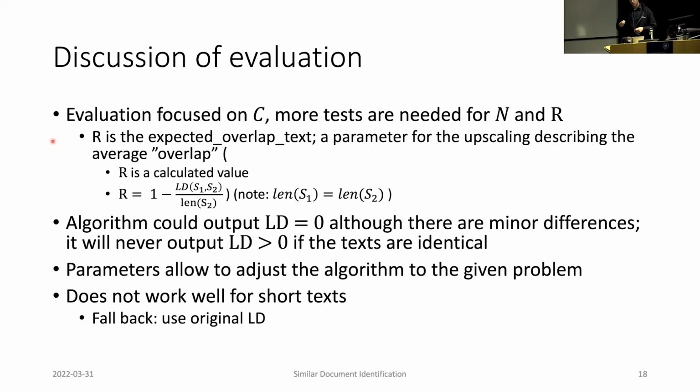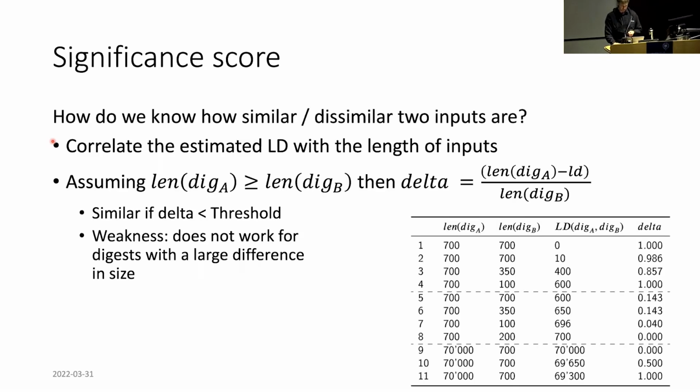The algorithm could output a Levenshtein distance of 0, although there are minor differences. It will never do the other way around, so it will never say bigger than 0 if strings are identical, right? This is one of the trade-offs that we have here. And it does not work well for short texts, but if they're too short, we can simply fall back to the original Levenshtein distance, so that's not really a problem.